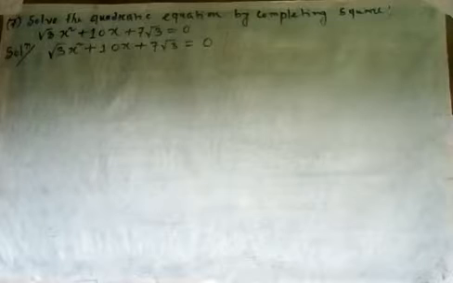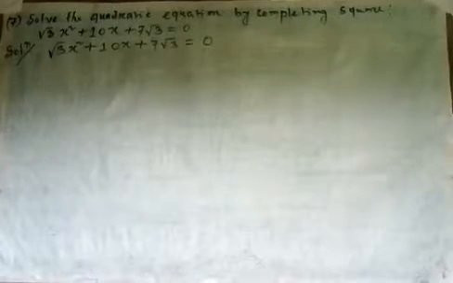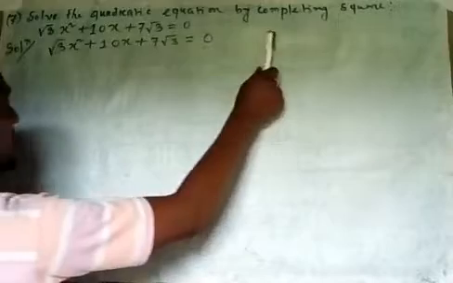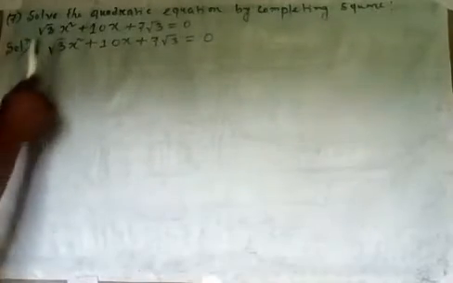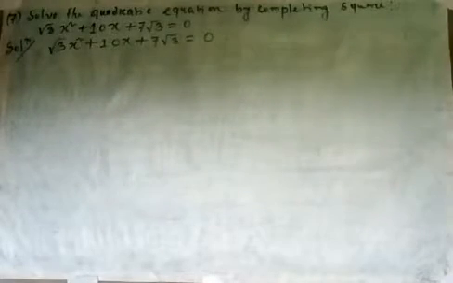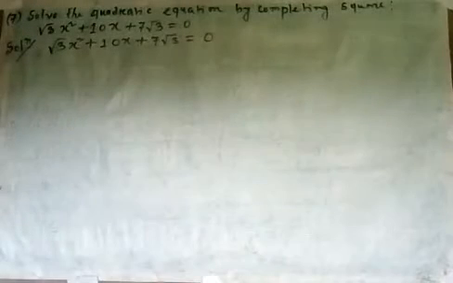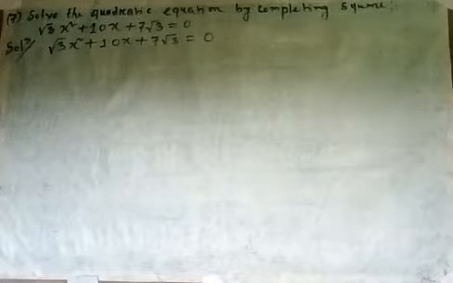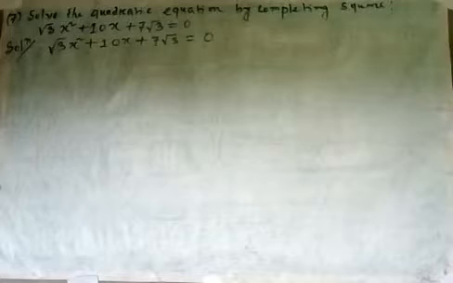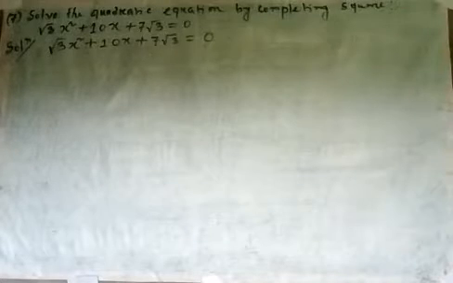Today we are going to solve this question. Solve the quadratic equation by completing square: root 3x square plus 10x plus 7 root 3 equal to 0. Similarly, the question number 2, exercise 4D for the Meghalaya student.